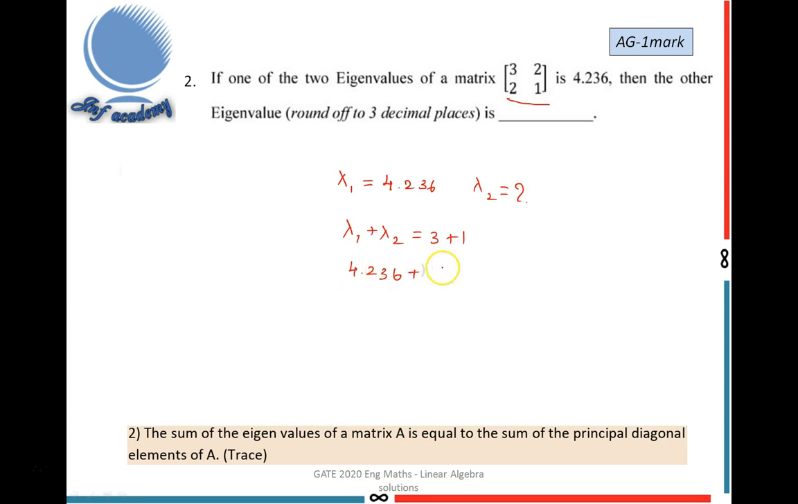We substitute 4.236 and lambda 2. 3 plus 1 is 4. So lambda 2 equal to 4 minus 4.236. This is equal to minus 0.236. So the final answer is minus 0.236, rounded off to 3 decimal places only. So the final answer is minus 0.236.